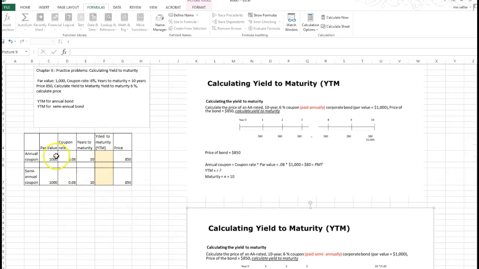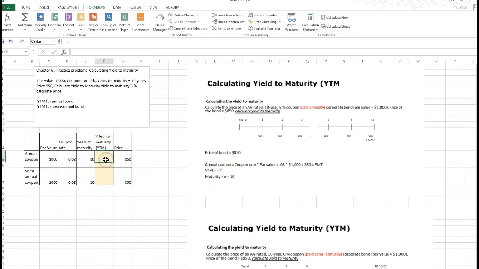So let's look at doing yield to maturity. Here we have a bond value of 1,000, coupon rate is 8%, years to maturity is 10, and the price of the bond we are given is $850. We'll do it twice, once for annual, once for semi-annual. The logic is basically the same thing. We get $80, and we are getting $1,000 back. The price of the bond, PV, they have given us is $850. PMT we calculate just like we did before. We're going to calculate yield to maturity, and the number of periods is going to be 10.